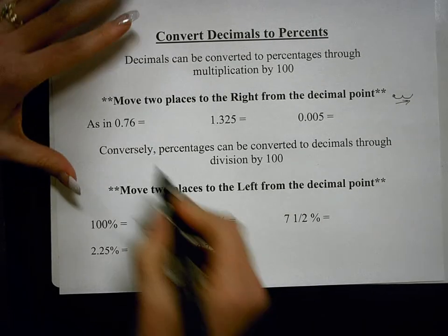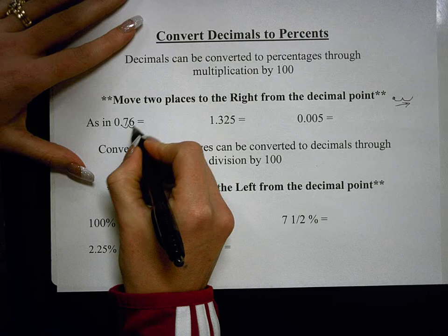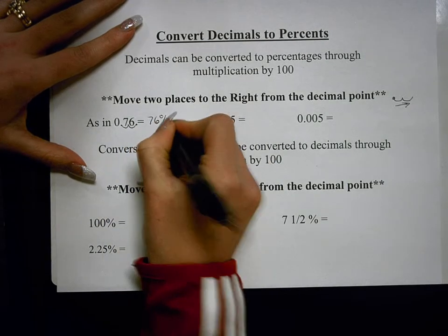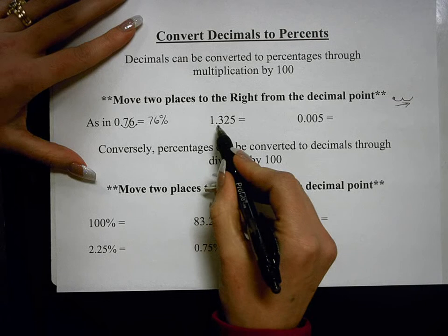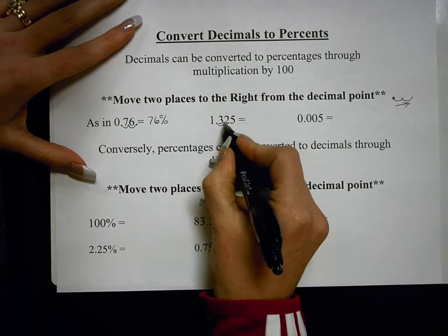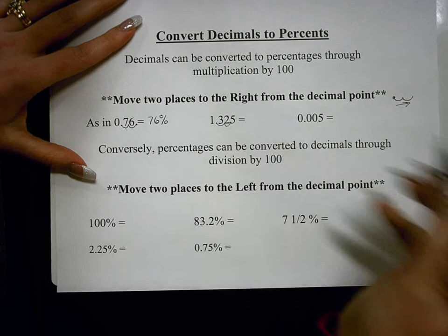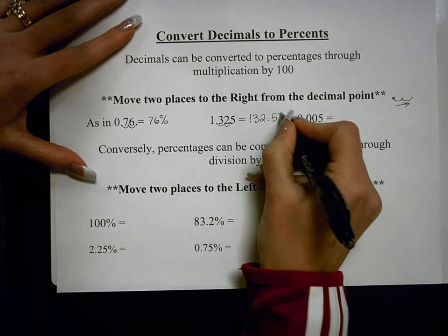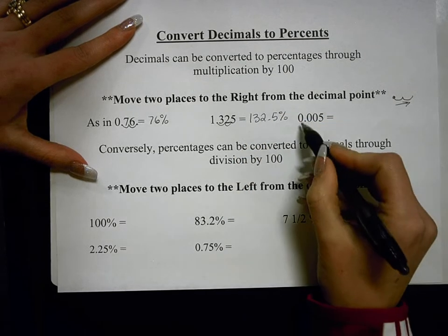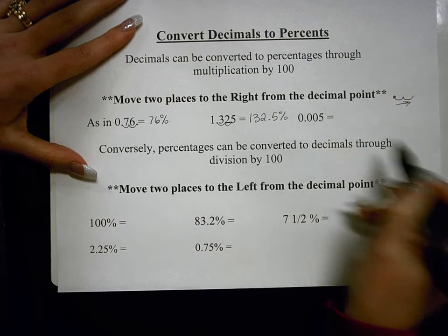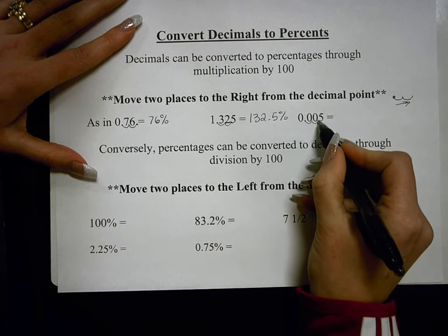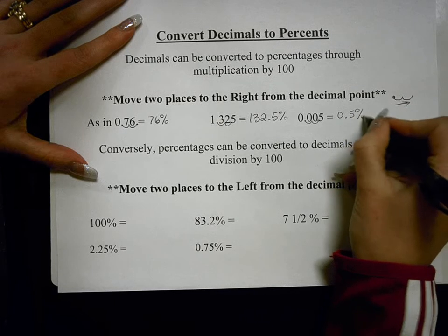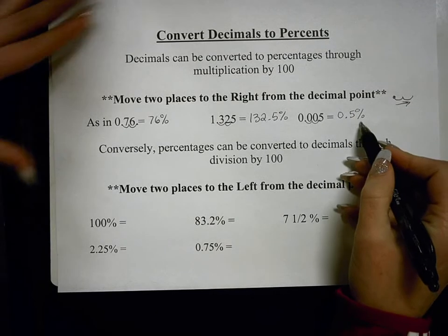So let's look at these examples. Here's the decimal. We're going to move 2 places to the right. 0.76 is the same thing as 76%. 1.325, move 2 decimal places to the right, this is our new decimal spot, is the same thing as 132.5%. 0.005, we just do the same thing, move 2 decimals to the right, and we get 0.5%. That's half of 1 percentage point.